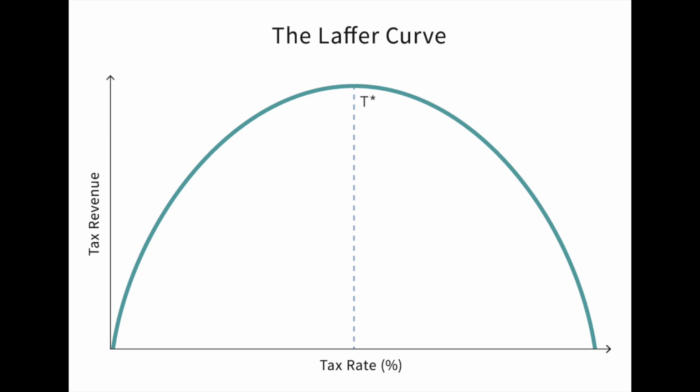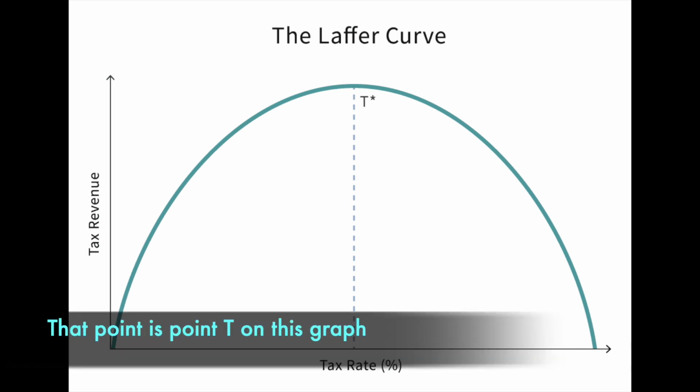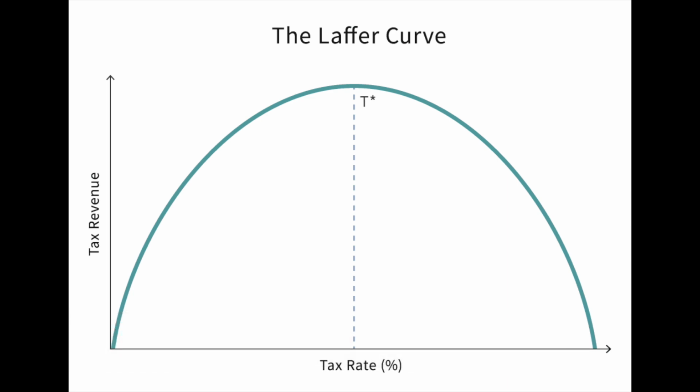But when the tax rate is 100, the tax revenue is also 0, because no one's going to work if the government is taking 100% of their wages. Now, there's a point in the middle here which is the optimal tax rate, where the government is bringing in the most amount of money. But after that point, raising the tax rate is actually counterproductive.